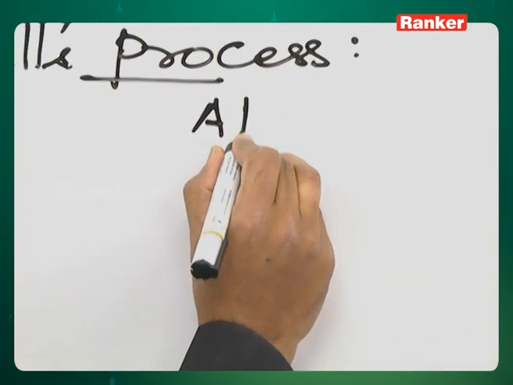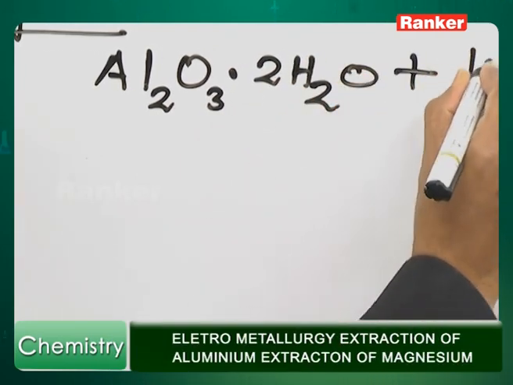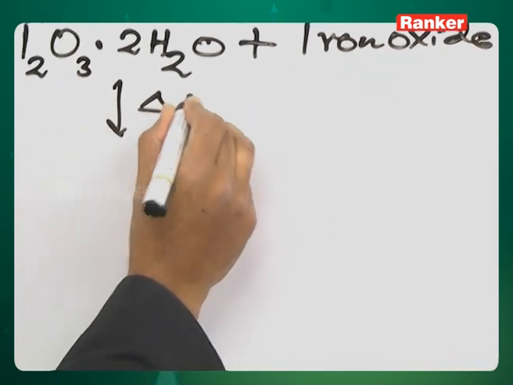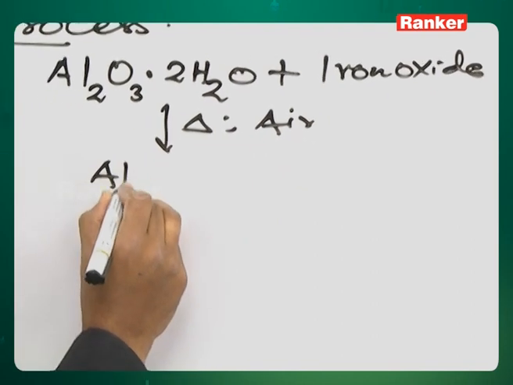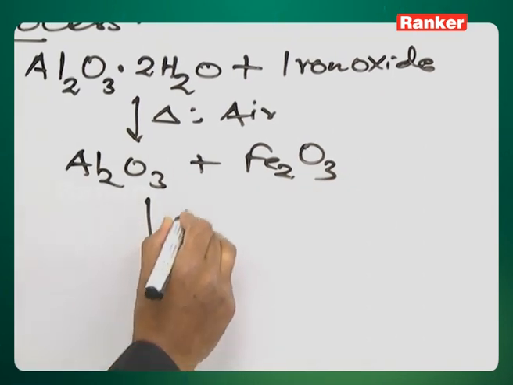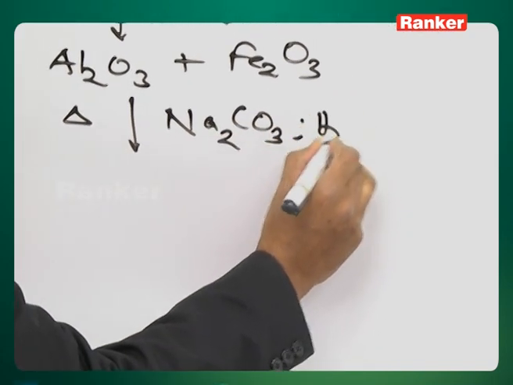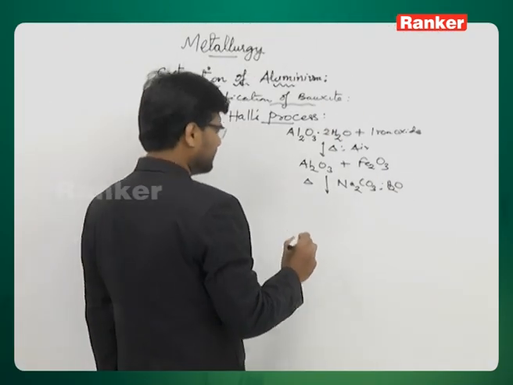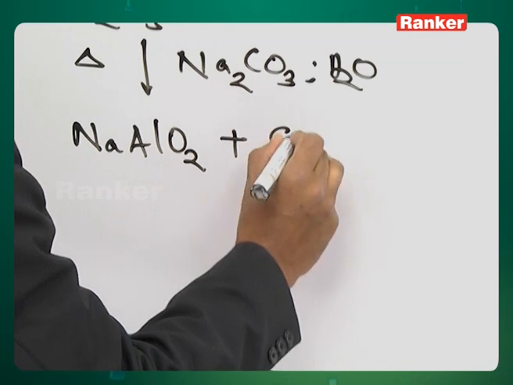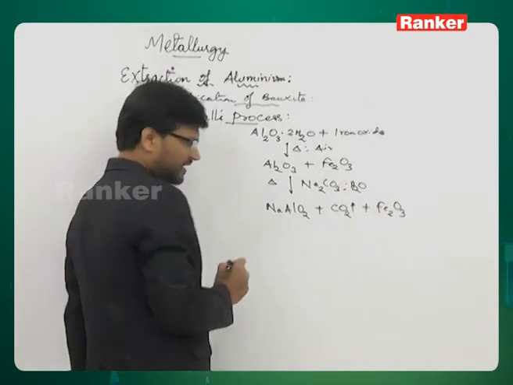So it's a similar type of technique. Al2O3.2H2O, and apart from that, we have iron oxide associated as an impurity. This is heated in air and you get Al2O3 plus Fe2O3, and then this is treated with sodium carbonate solution. Then you get NaAlO2, carbon dioxide gas is produced, and Fe2O3 remains as it is. This is removed by filtration.